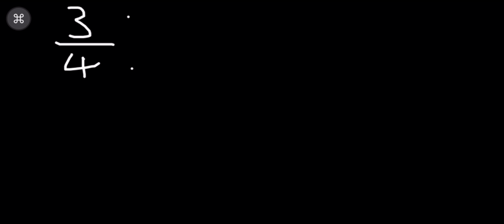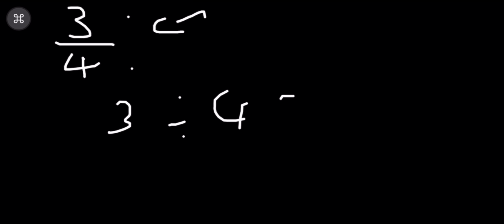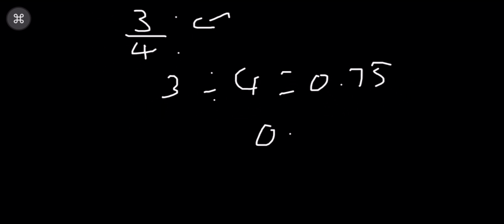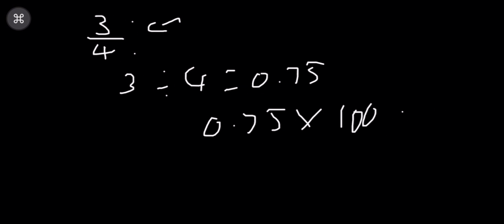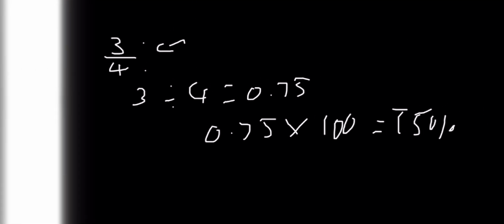So let's do an example. 3/4. Divide 3 divided by 4 equals 0.75. We then multiply that by 100. So 0.75 times 100 equals 75%. That's it. Use this method when the numbers divide nicely or when you're comfortable using a calculator. It works for any fraction, even the awkward ones.